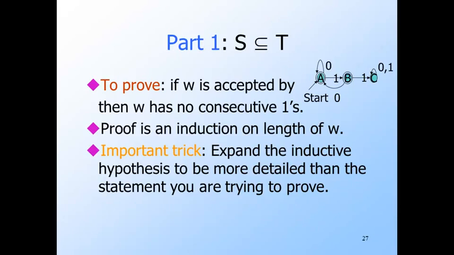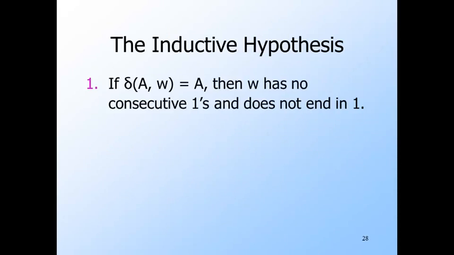A common trick for inductive proofs is to make a more detailed statement than you really want because it makes the inductive proof work. Here we need to distinguish whether an accepted string gets you to state A or state B because we need to know whether or not the string ends in 1, even though the conclusion, no ones, is true in both states A and B. The inductive hypothesis will be in two parts.